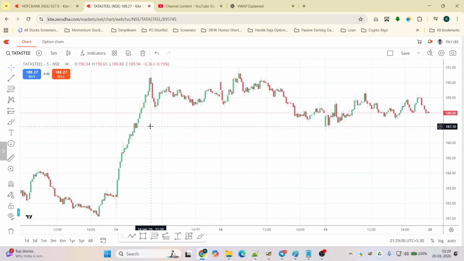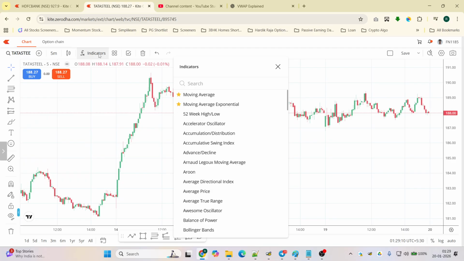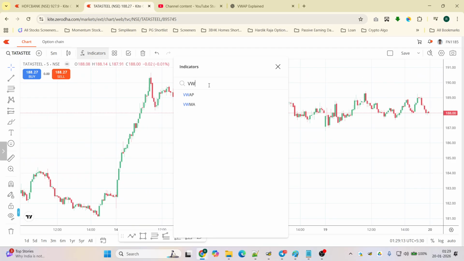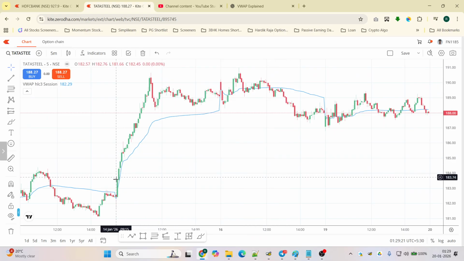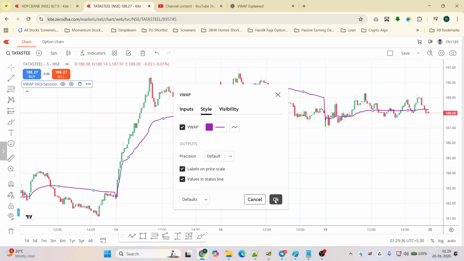Now, how do I add the VWAP indicator? It's the same process as how you added the EMA and simple moving average. Go to the FX indicators here, type VWAP and click on the result below. Now can you see a line? This is the price multiplied by volume, and it calculates continuously and plots a line graph here. I'm going into the settings, changing the color to purple, and giving it a thickness of two.